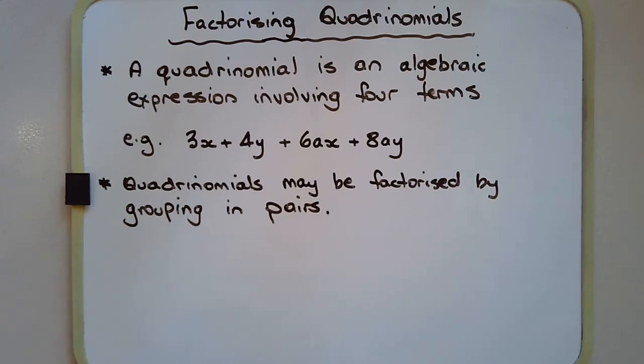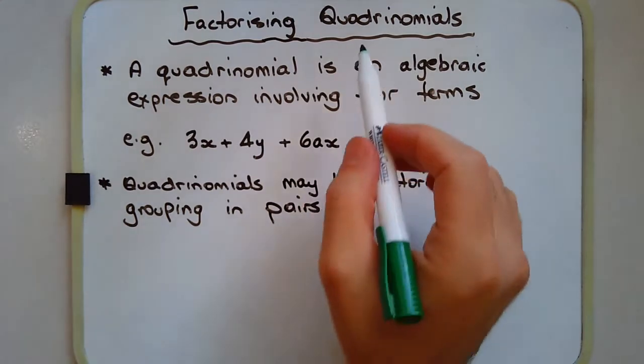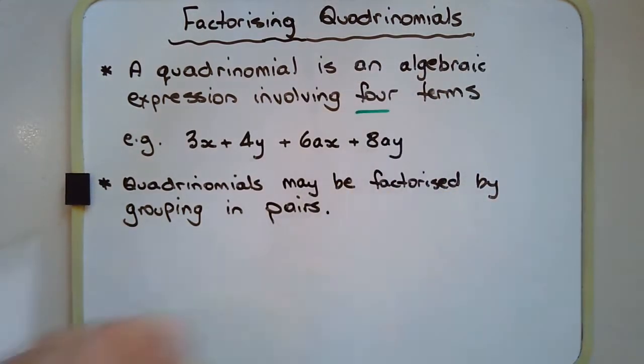Another special type of expression we're going to look at in terms of factorizing is something called a quadrinomial. A binomial is an expression involving two terms. A trinomial is an expression involving three terms. A quadrinomial is an expression involving four terms.